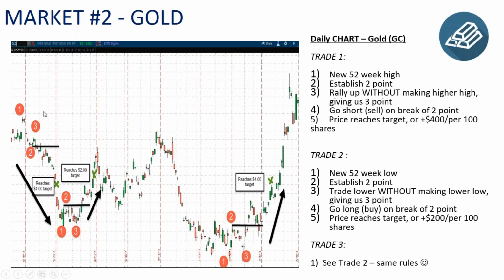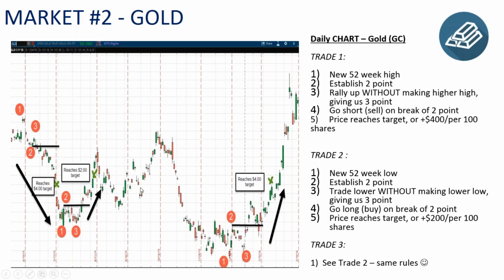So here we have 3 examples in GLD. 1, 2, 3. Market breaks down below the number 2, gives us a couple of retests. We can sell gold, buy put options, sell bear call spreads, and reach our $4 profit objective. We finally get a new low here, 1, 2, 3, also a double bottom. Market trades above the number 2 high. We can buy gold, buy GLD, buy futures options, sell bull put spreads, and reach our $2 profit objective.